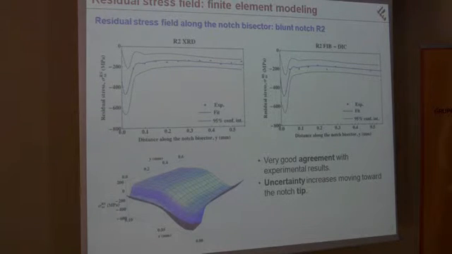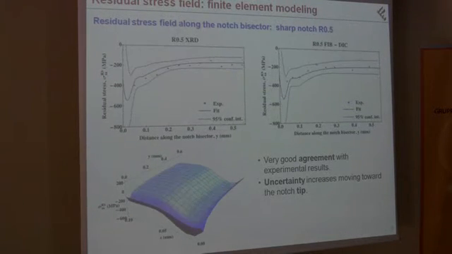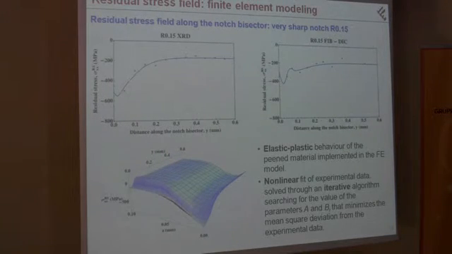the experimental measurement here. In the following slides, we can observe the fitting. It's a very good agreement with experimental results. And in the left down corner, also the residual stress field on the notch bisector for this specimen. This is for the blunt notch. Similar results can be found also for the sharp notch and for the very sharp, in which we can observe the evolution of the residual stress in the region of the notch head.